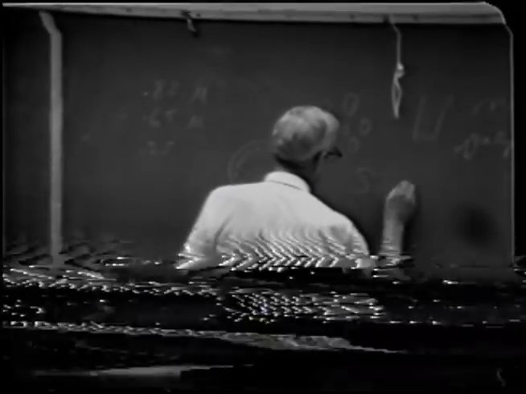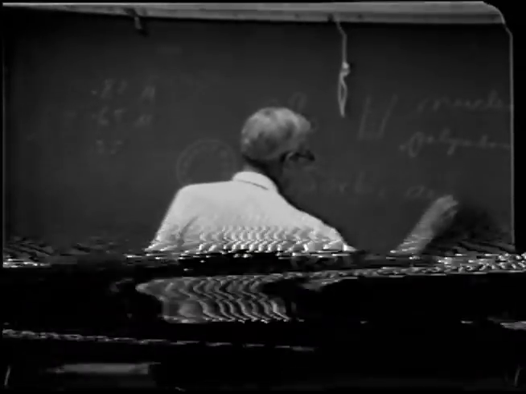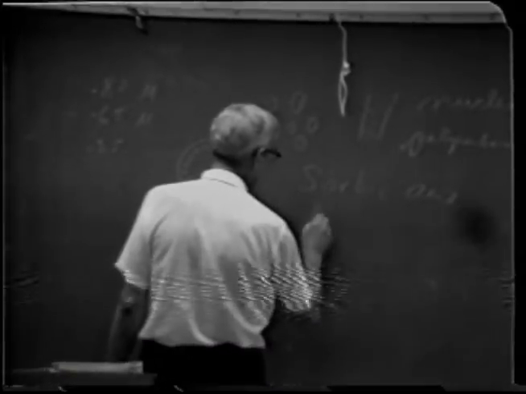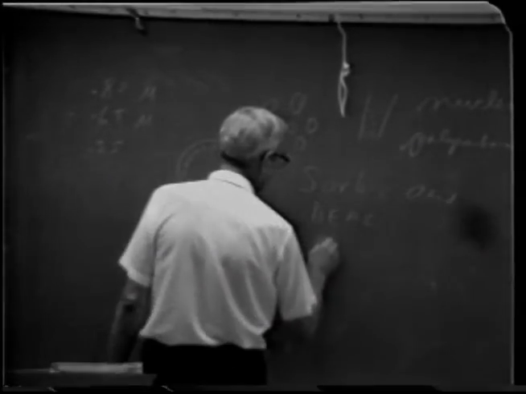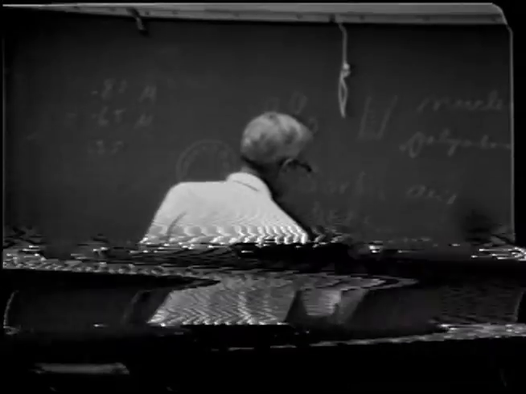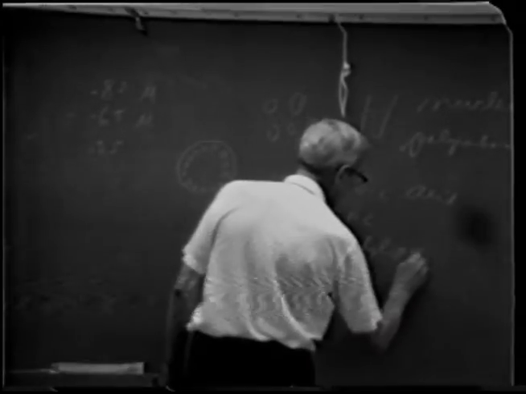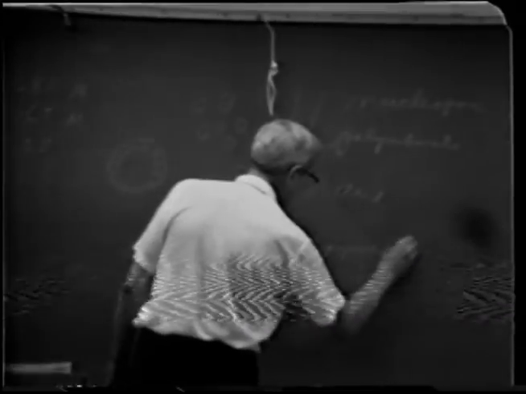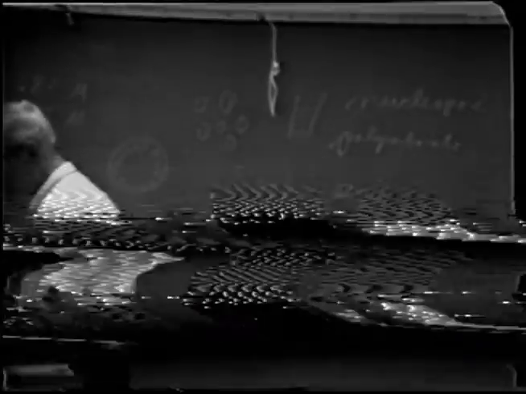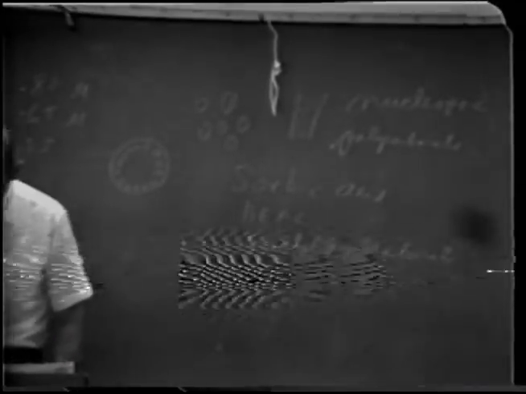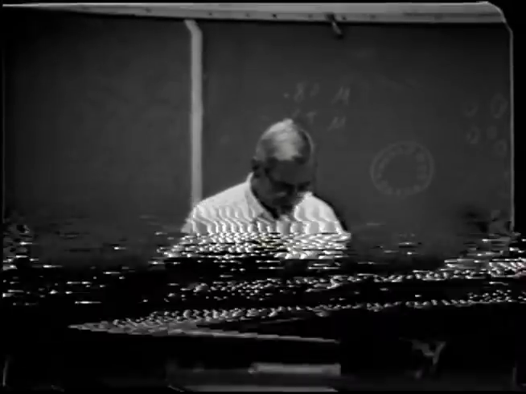We used to have a choice mainly between sorbic acid and DEPC, diethyl pyrocarbonate. Sorbic acid was the first one that appeared on the scene and was used to quite a large extent.